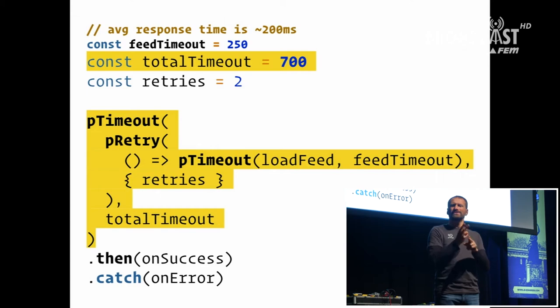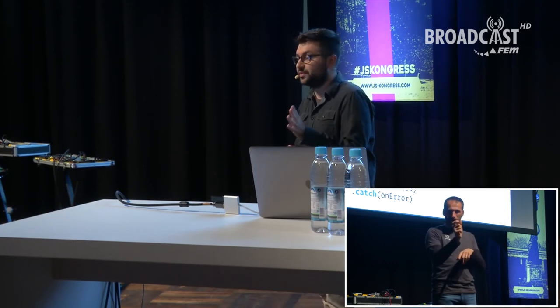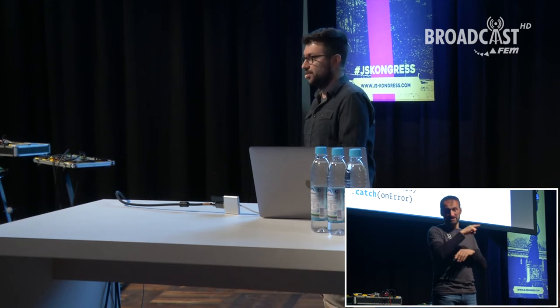And then I could go one extra step, because I know that if I try the third time, it's likely that it will fail anyway. I can even give it a more aggressive timeout. So now we're looking at a feed timeout of 250 milliseconds, a total timeout of 700 milliseconds, two retries, and everything is wrapped in the same function call, but everything still has the same API. I'm still returning the same then and catch calls at the end, so my clients can be completely oblivious as to what's going on within the promise that I'm trying to resolve.